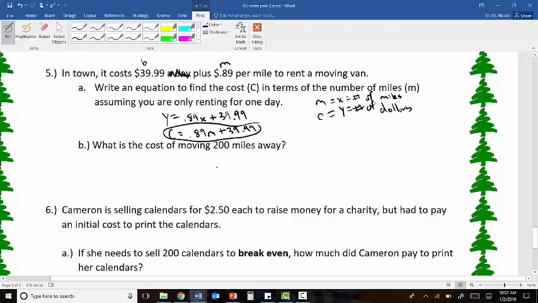And then letter B is just a simple follow-up question. It says we want to use 200 miles in the formula. Miles was X, which is now M. So we're going to plug that in for the letter M. And just to save on time, if you were to work all of that out, you would get yourself $217.99.